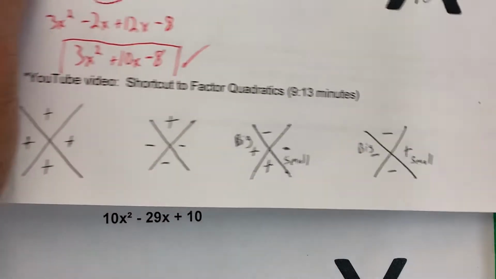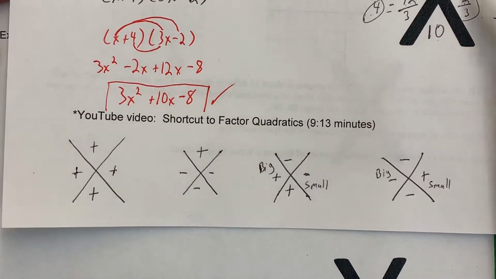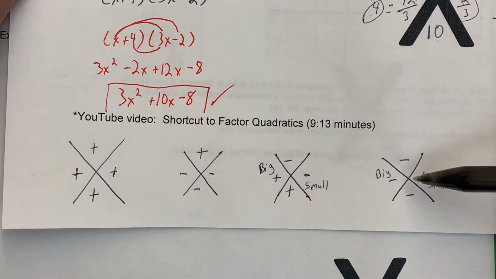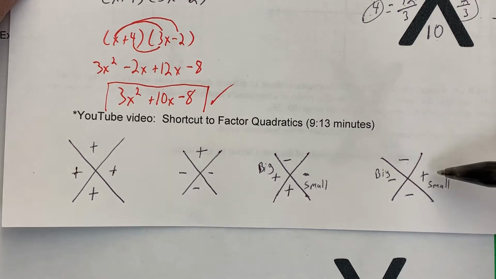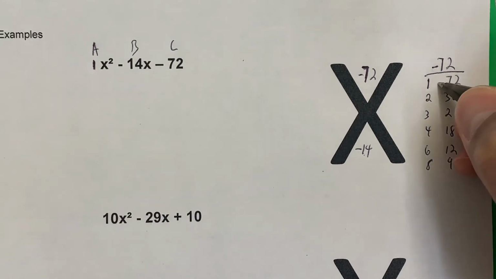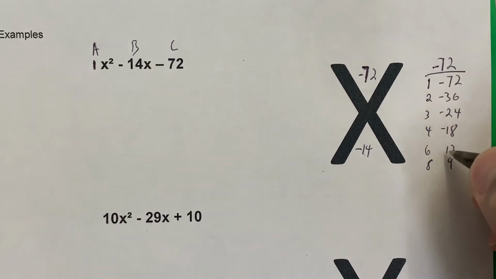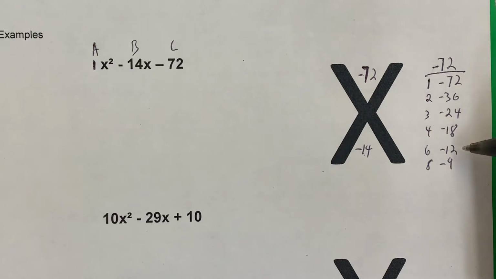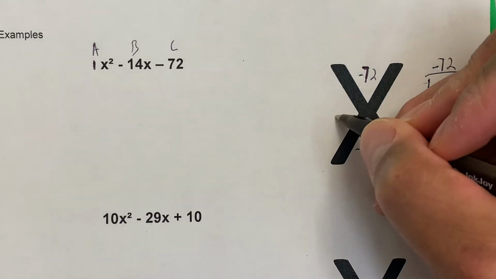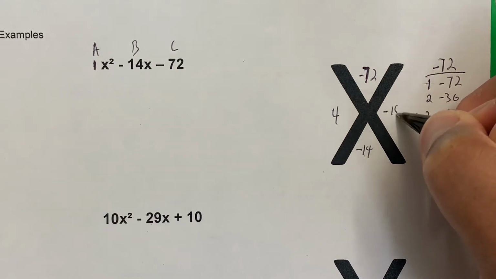So if I come back over to that little cheat sheet we made in the other one, right down here at the bottom, I've got a negative up top and a negative on the bottom, which means I want my big number to be the negative one and the smaller number to be the positive number. So we'll keep these all positive and make these all negative, and then I just have to find the pair that adds up to negative 14. What's nice about adding these negative signs is I can see pretty quick: positive 4, minus 18, negative 14. So we end up with 4 and negative 18.